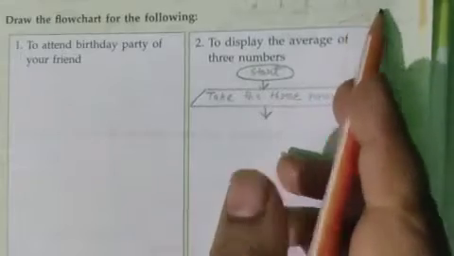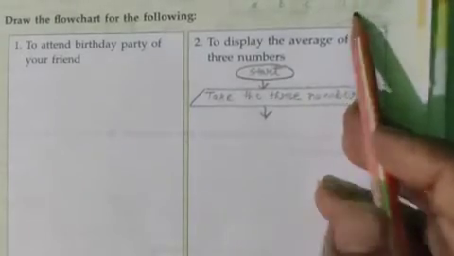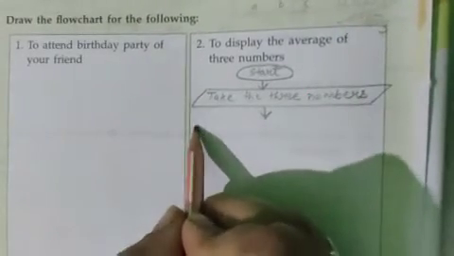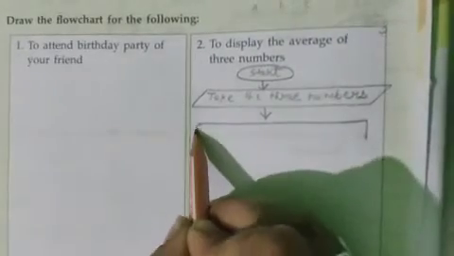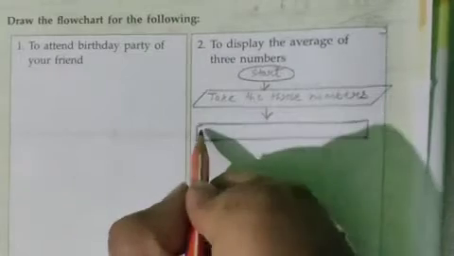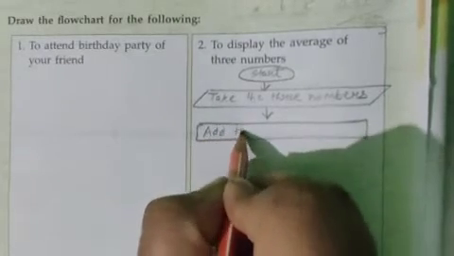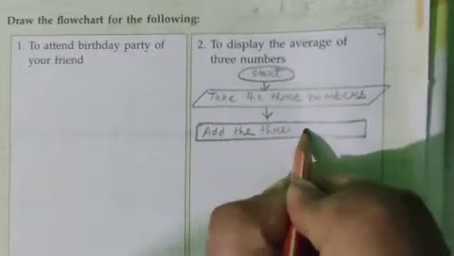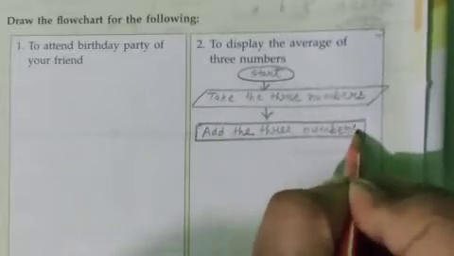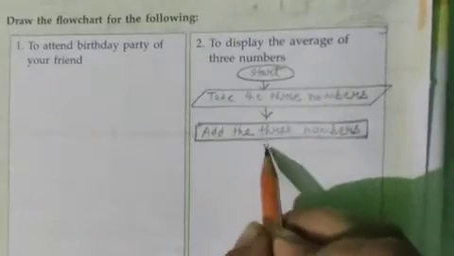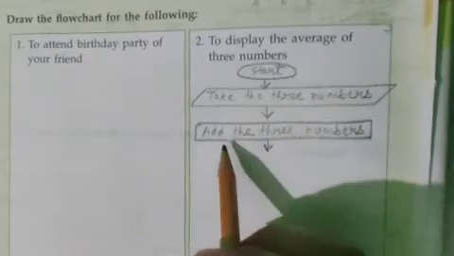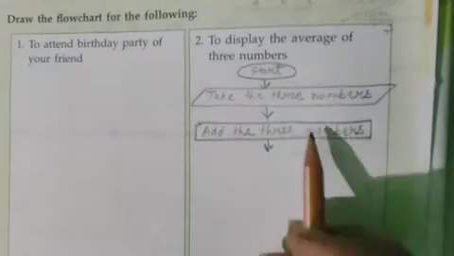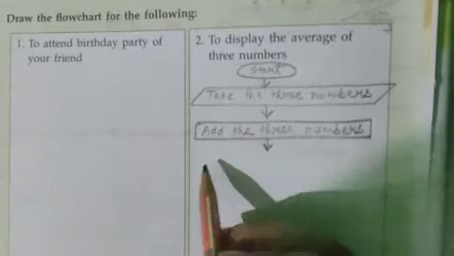Now next step, what you have to do? You have to add them. So here processing is done, so you have to draw the rectangle box, means the process box, like this. Now write down: add the 3 numbers. Again draw the flow line. Now we have added the numbers. Now what you have to do?